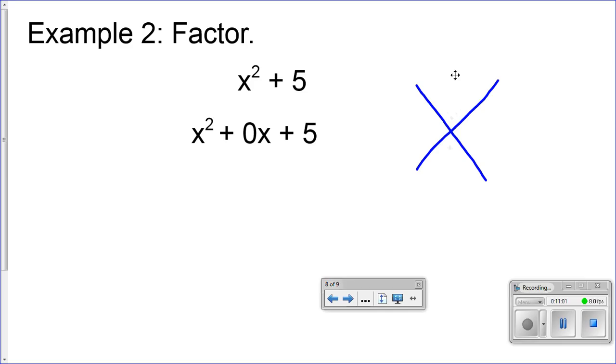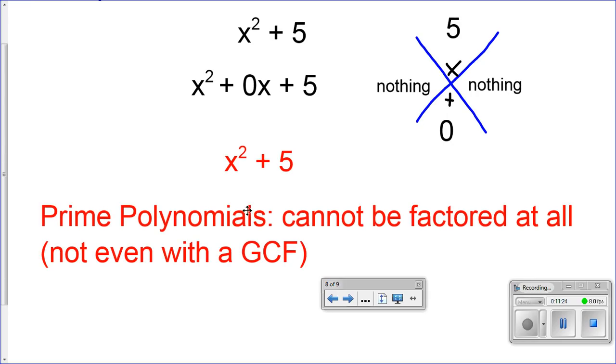Then we do the same thing and go straight into magic X. I need something that multiplies up to 5, but adds up to 0. Well, because 5 is a prime number, the only thing that would multiply to 5 would be 1 and 5, but they don't add up to 0. So because nothing goes into this magic X, this is actually a prime polynomial, meaning it cannot be factored at all. Not even a GCF can come out, so nothing can be factored except 1. Just like a prime number, it's a prime polynomial.